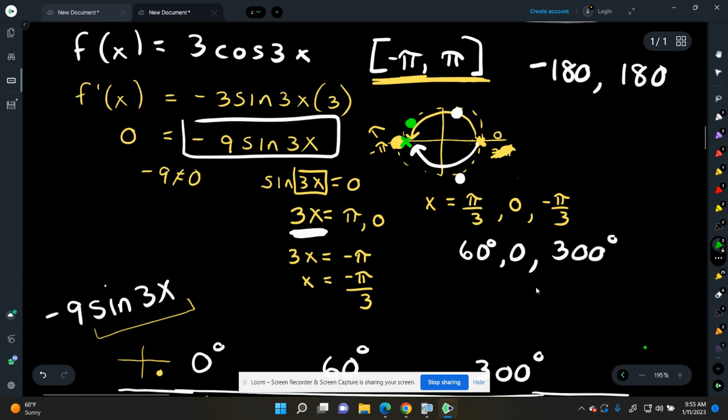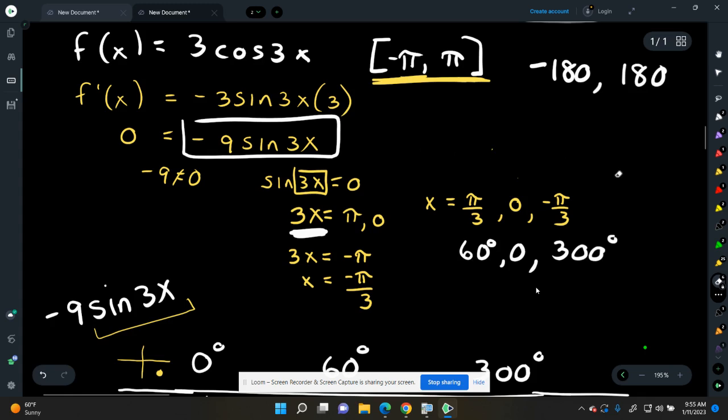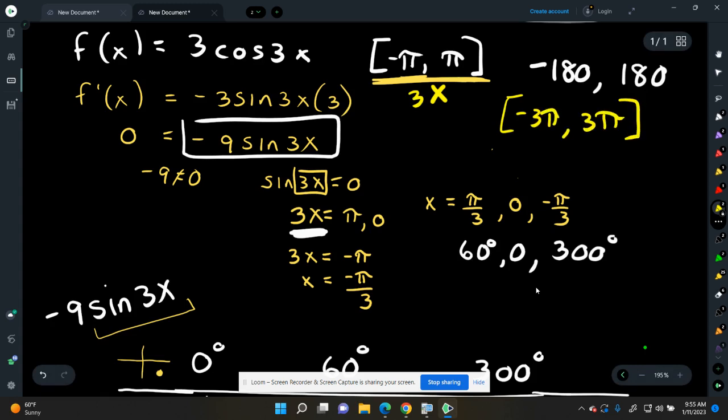Okay, let's do this, even the first question. Negative pi to pi, this refers to my x values, right? So if x is between negative pi and pi, what would 3x be between? Negative 3 pi and 3 pi. Does that change anything for me? Yeah, it does. Because that means you can do multiple loops because 2 pi is the full circle.